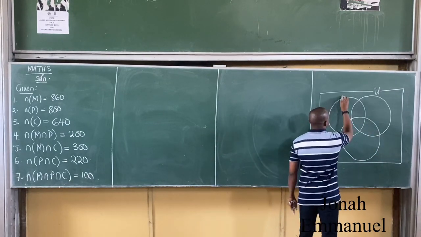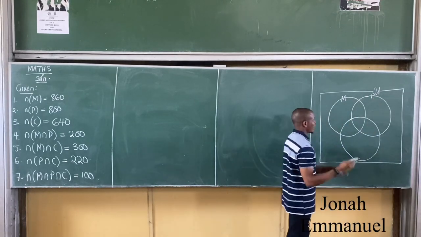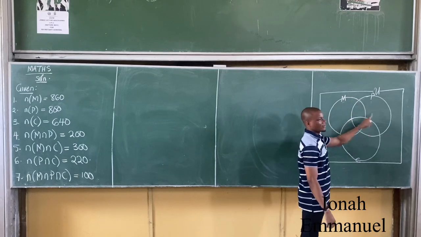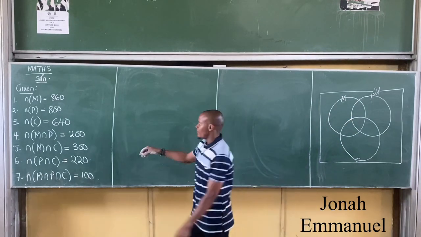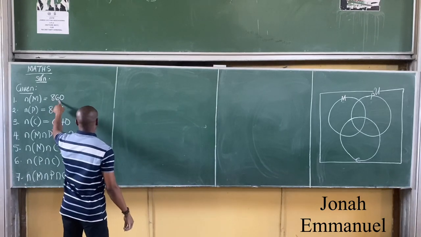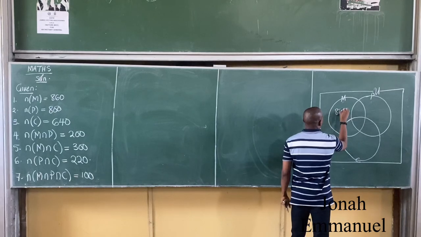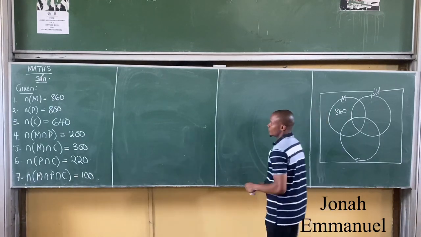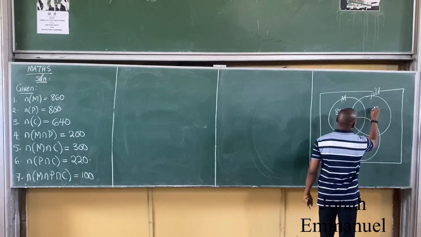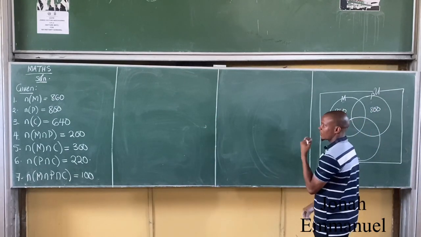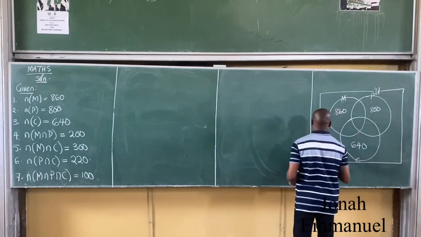I'm calling this maths, this physics, and this chemistry. You can choose to see physics, chemistry, maths, the same thing. Alright, so we said for mathematics, 860. So under mathematics here, I'll have 860. We said for physics, 800. So under physics here, 800. We said for chemistry, 640. Under chemistry here, 640.